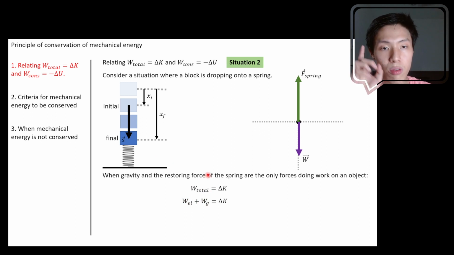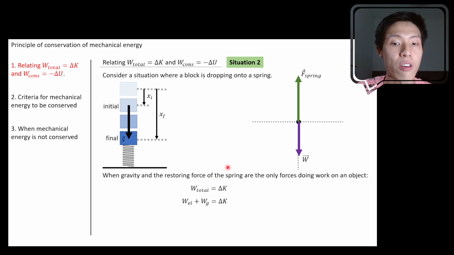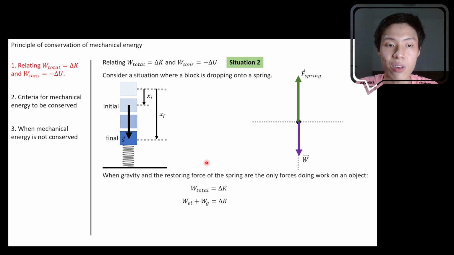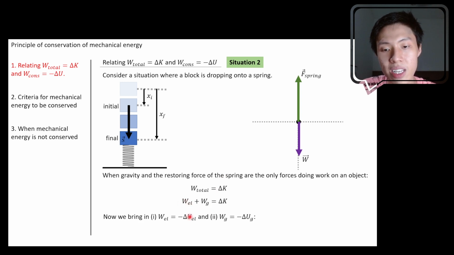Okay, so right now, be very clear that the forces acting on the object are the gravity and the restoring force of the spring only. And if you remember, these two forces are actually conservative forces. And when these two forces are the only forces acting on the object, something interesting will happen as well. So we know that the work done by the elastic force here, we can replace it with the negative change of elastic potential energy, whereas the work done by gravity here can be replaced with the negative change of gravitational potential energy.